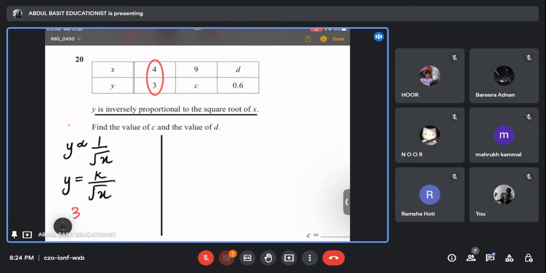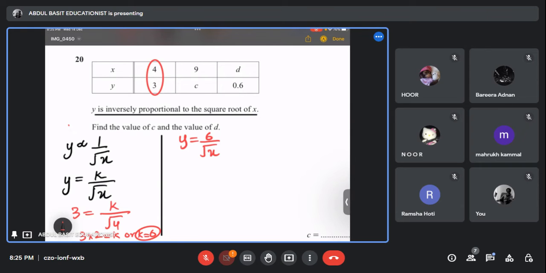So y is 3 and square root x means square root 4. Square root 4 is 2. So 3 times 2 is equal to k, or k is equal to 6. Is this clear? So now the equation is y is equal to 6 divided by square root x. Now we can find out easily one by one.